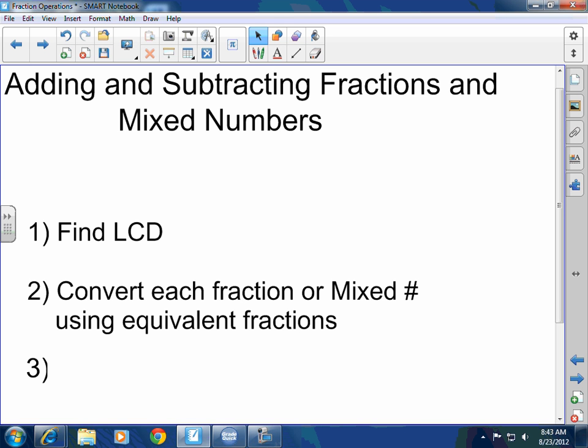Now, number 2, you're going to convert each fraction or mixed number using equivalent fractions.